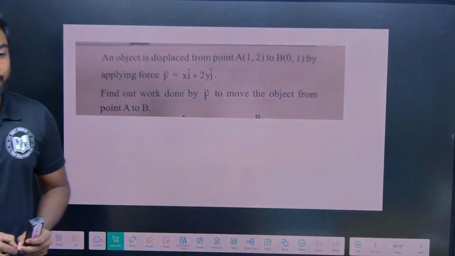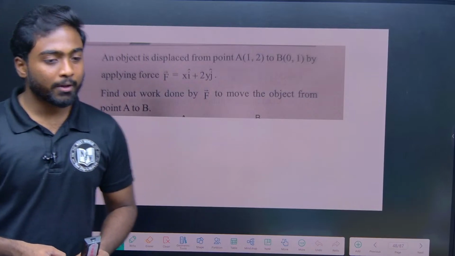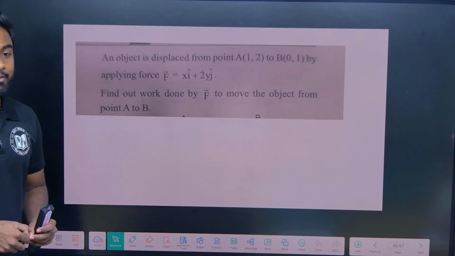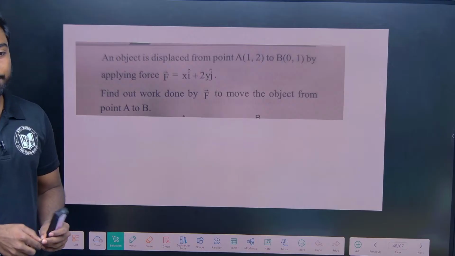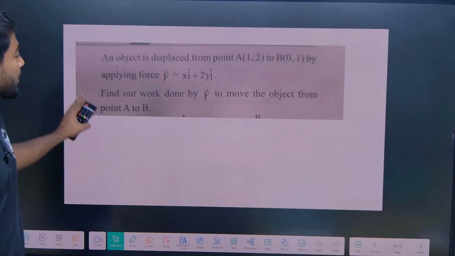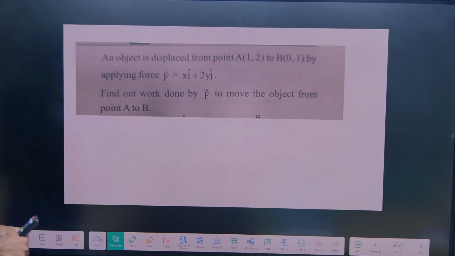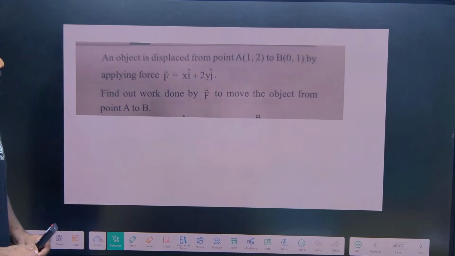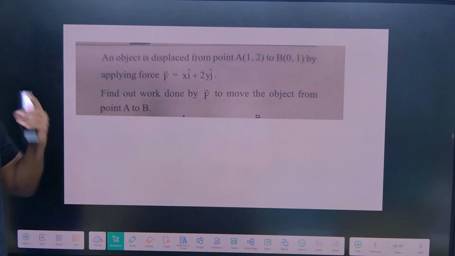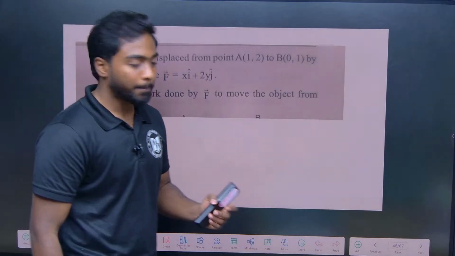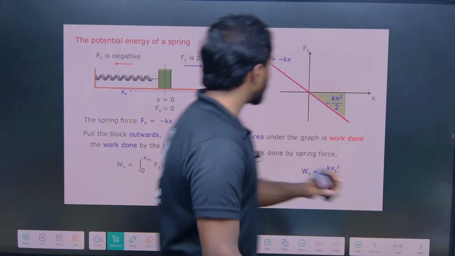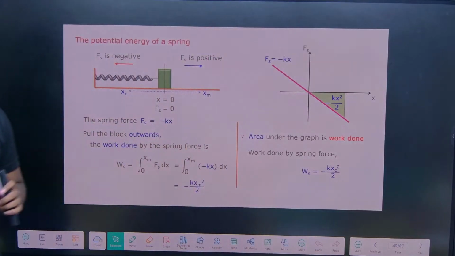In this class we are going to start with the physics topic which we have left, that is work, energy and power. In the last class we started with the question: an object is displaced from a point A to B by applying a force F = xi + 2yj. That was the last problem we saw. The next topic we are going to see is the potential energy of a spring.